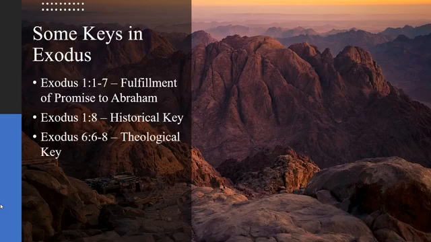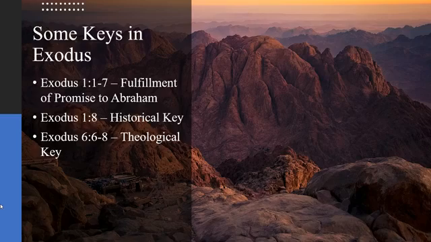And in Exodus 6, verses 6 through 8, I think we have the theological key to the book. Exodus 6, starting at verse 6: "Say therefore to the people of Israel, I am the Lord, and I will bring you out from under the burdens of the Egyptians, and I will deliver you from slavery to them, and I will redeem you with an outstretched arm and with great acts of judgment."